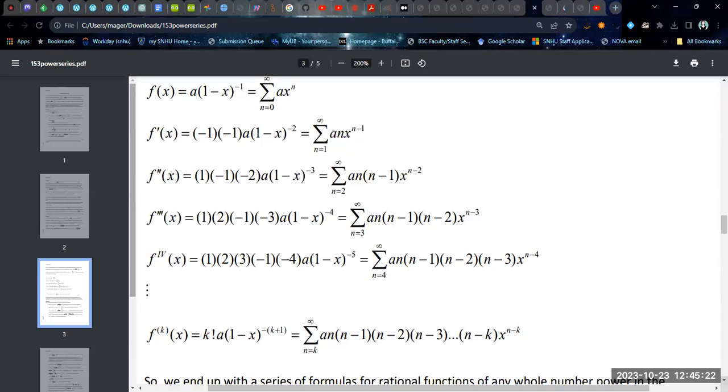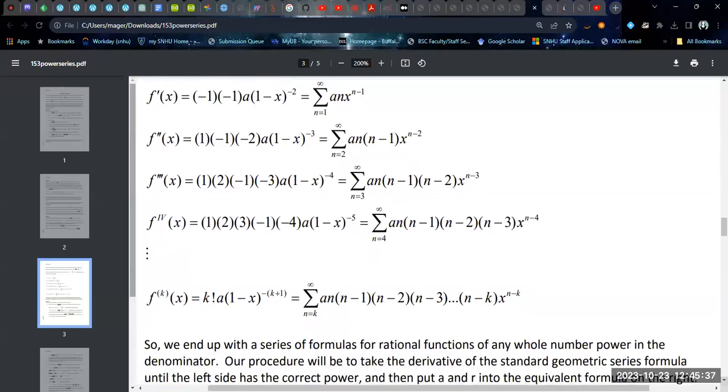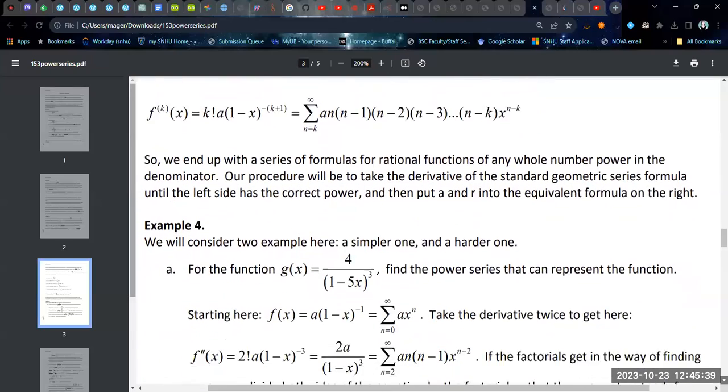Now, how do these formulas work? In one sense, what we're going to do is end up rewriting these so that they start at 0 again. And we'll do that as we do the problems. So let's look at an example.